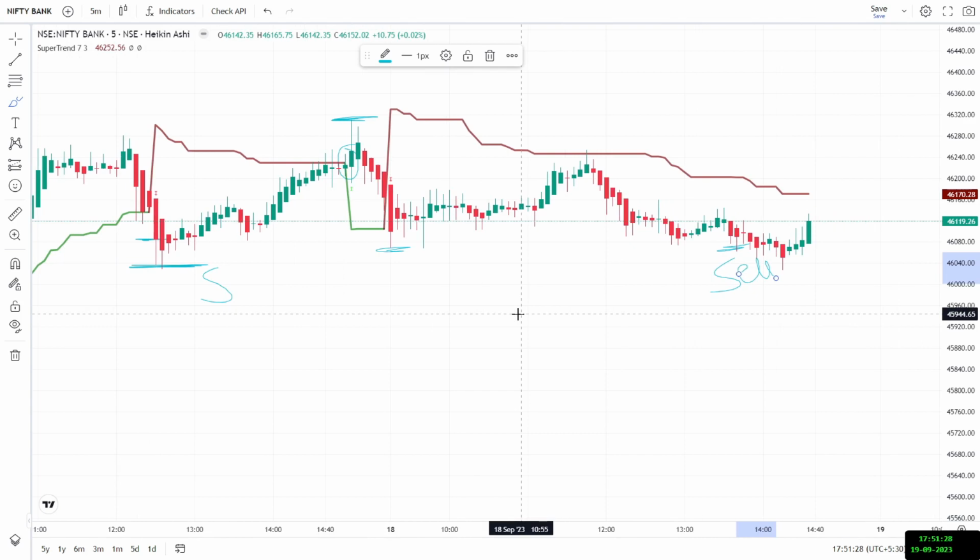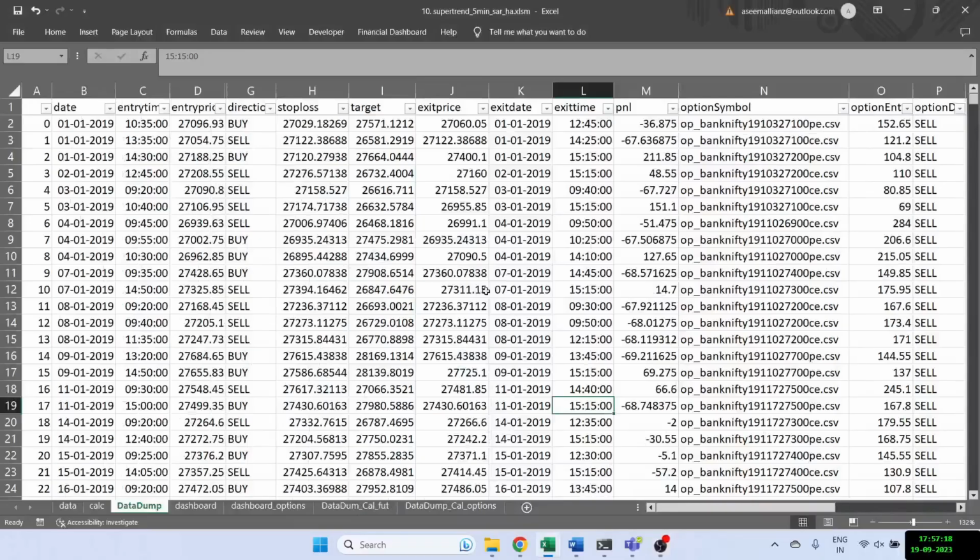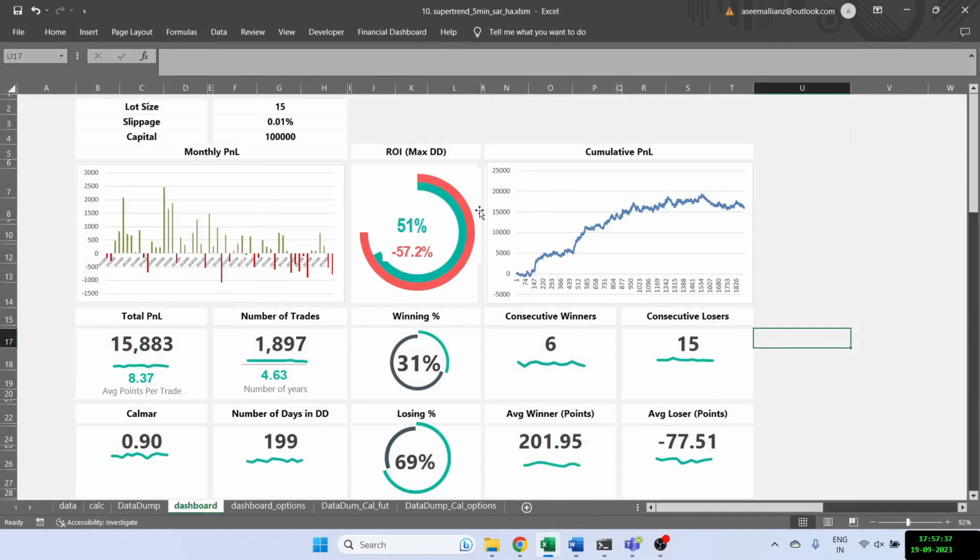So let us see the backtest results on the Excel now. Let us look at the results. I have backtested this strategy for almost 4.5 to 5 years, since 2019. I've got the entry time, the entry price, the direction, whether it was a buying or a selling trade, the stop loss, target, and the final exit price. This is the dashboard with a 0.01% slippage. As you can see, the results are not that appealing. It's making an ROI of 51%, but the drawdown is also pretty large. It's about 57%, giving me a Calmar of less than 1.